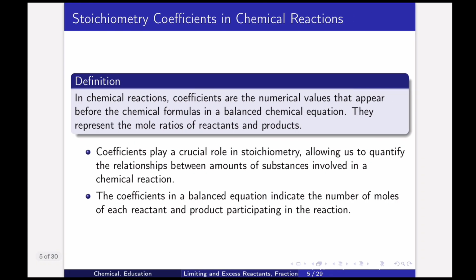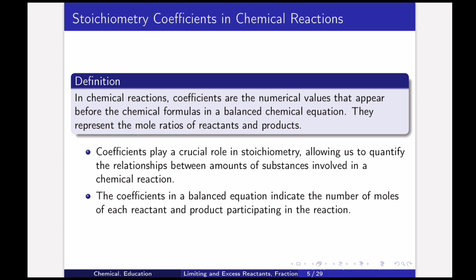Next is the stoichiometric coefficient in a chemical reaction. That is also very important. What is the definition? In a chemical reaction, coefficients are the numerical values that appear before the chemical formulas in a balanced chemical equation. They represent the mole ratio of the reactants and products.